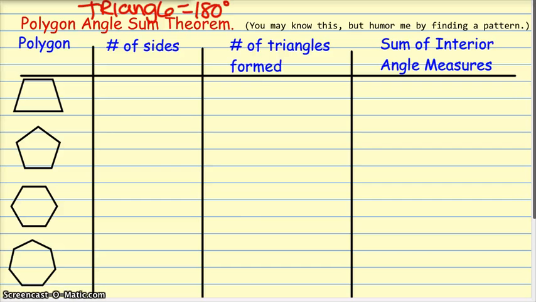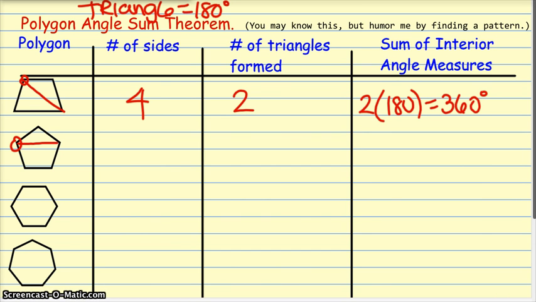So pick any vertex of all of these. We'll start with the 4-sided figure and draw a diagonal across to the other vertex. There are now 2 triangles formed. So we know that 2 triangles, each at 180, is going to give you 360 degrees. I'm going to do the same thing through all of them. Pick any vertex you want to and go across the shape. In this particular one, I can go across 2 different ways, and I have 1, 2, 3 triangles formed. So 3 triangles add up to 540 degrees.